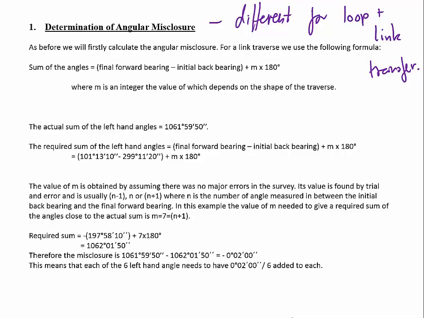Now in this case, for this example, the correct value of m is n plus 1, so it's 7. And if we put m equal to 7 into the equation, we get 1062 degrees, 1 minute, 50 seconds, which you can see is very, very close to our actual sum of angles. So we can see that misclosure is the difference between the two. The misclosure is always going to be our actual measured angles minus the ideal. So our misclosure is minus 2 minutes. Because we've got 6 points, that means we need to correct each one by 20 seconds.